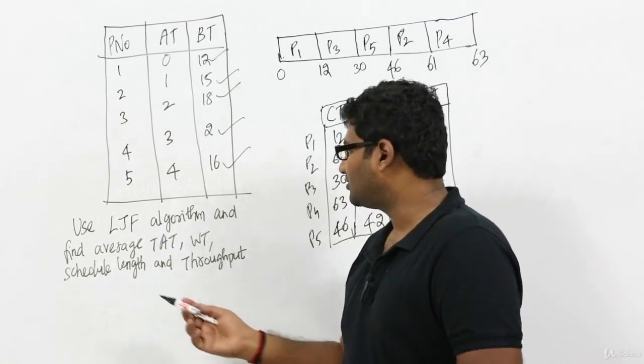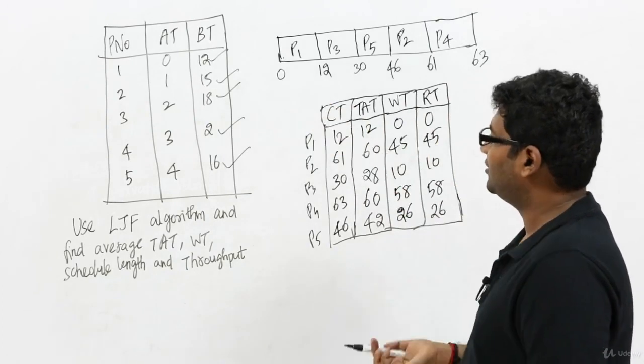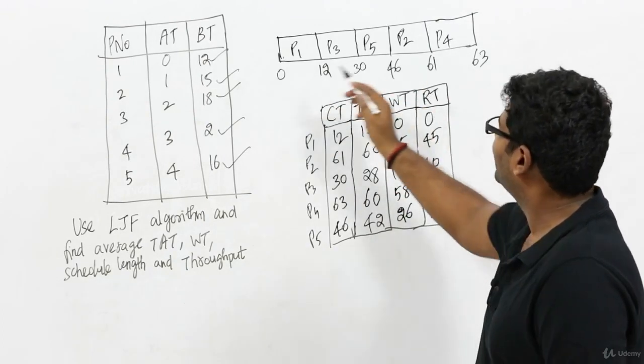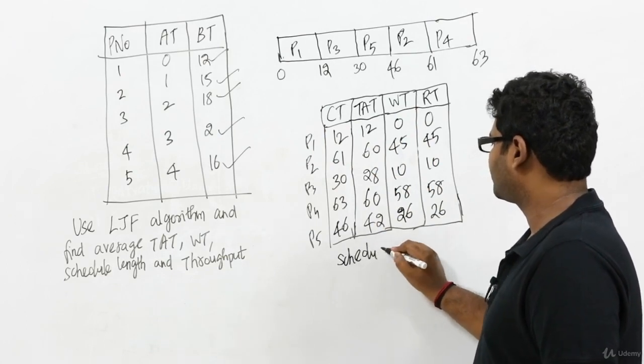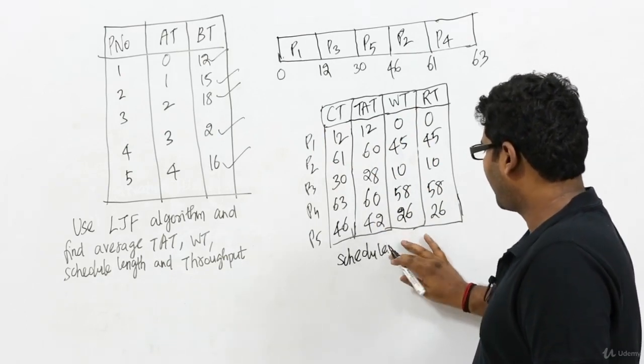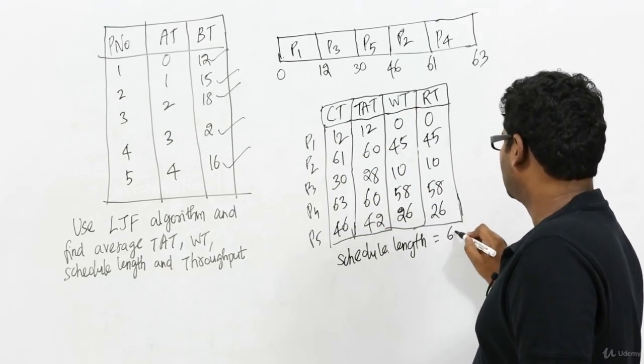Now let's compute the schedule length. Schedule length is very simple: 63 minus 0 is 63. So schedule length equals 63.